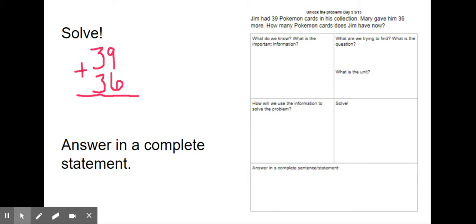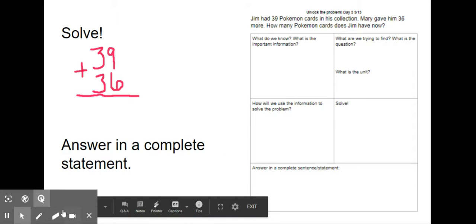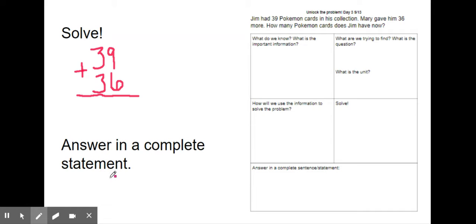Okay. And after you solve the problem, I'm going to leave it so you friends can add it. You need to make sure that you always write your answer in a complete sentence. We start a sentence with a capital letter and end with a period. So we can say, Jim has blank. The blank's where your answer is going to go. You guys are going to add it.